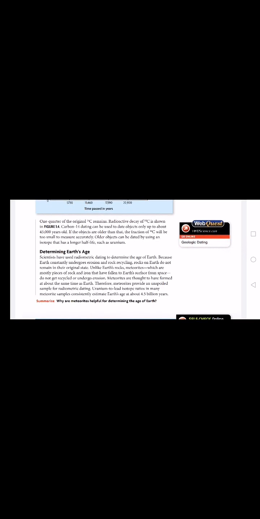هنا كاتبين لنا إنه كربون 14 can be used to date objects only up to about 45,000 years old. تمام. فهذا الماكسيمم.